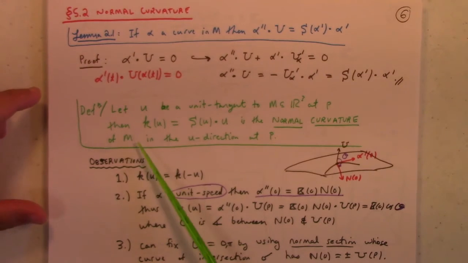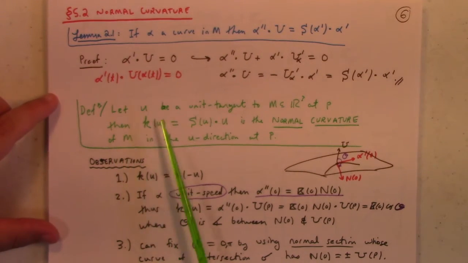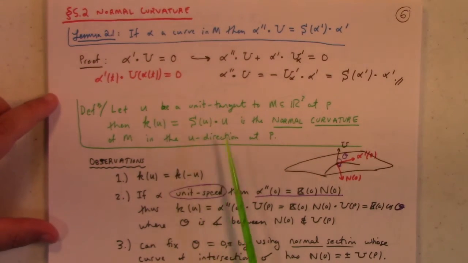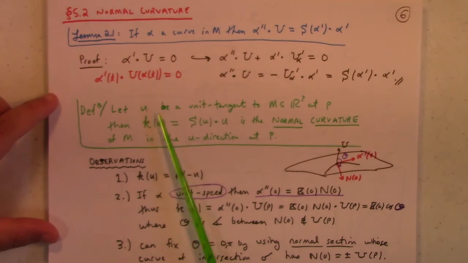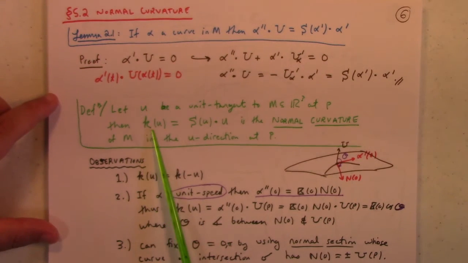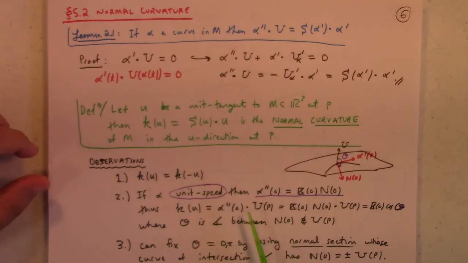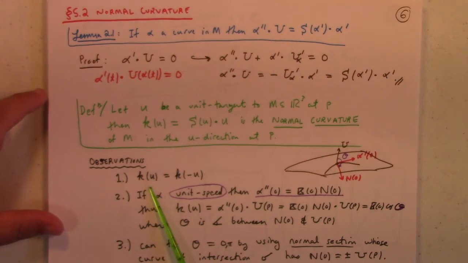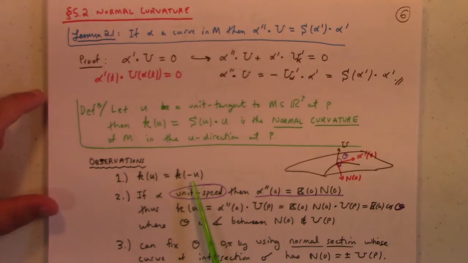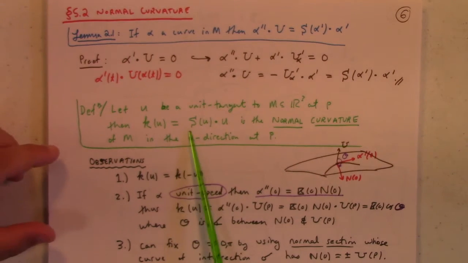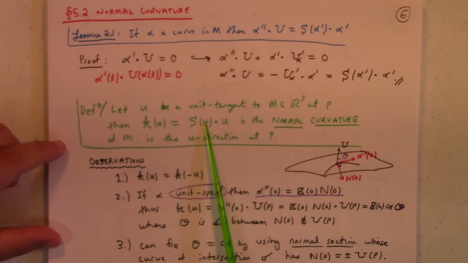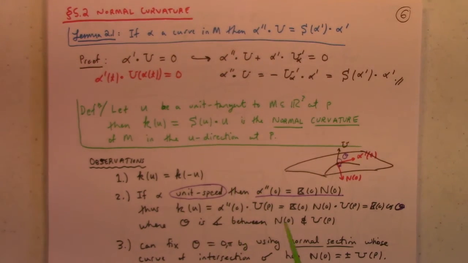So this brings us to define the so-called normal curvature. If we have a unit tangent u to M, then k of u is equal to the shape operator of u dot u. This is the so-called normal curvature of M in the u direction at P. Some quick observations. The normal curvature of u is equal to the normal curvature of minus u. Nothing too surprising there. If you put in minus u here, you pull out a minus, and then minus minus gives you plus.